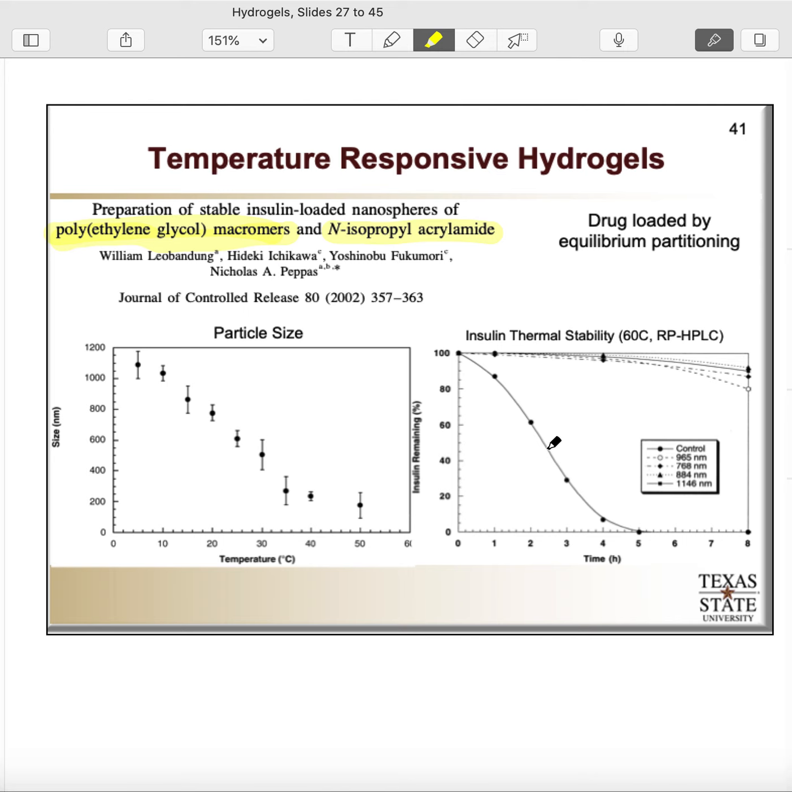And that's what's shown here on the right hand side. So this is a control where the insulin is not protected by the hydrogel, and we can see that the insulin remaining has decreased to 0 within about 5 hours. On the other hand, the insulin that is maintained within the temperature responsive hydrogel can last for a much longer time period. So about 80% or more of the insulin is retained in its active state within the hydrogels that have been made with this temperature responsive system.